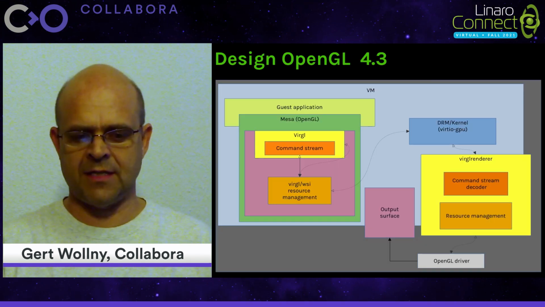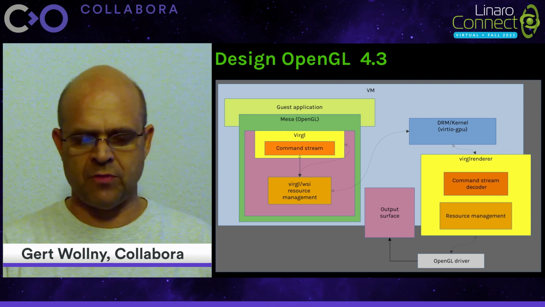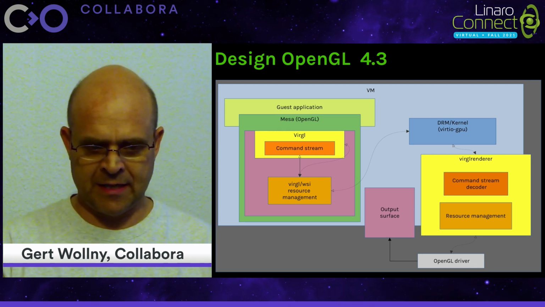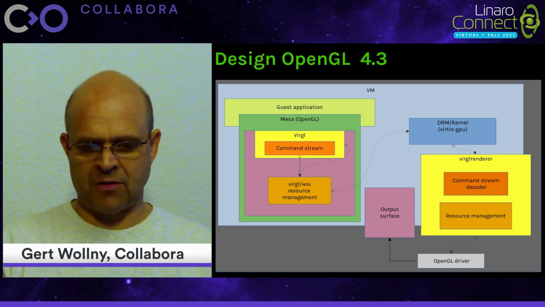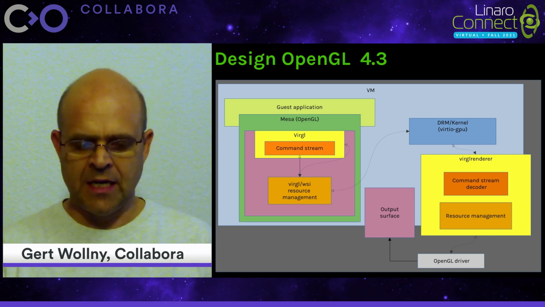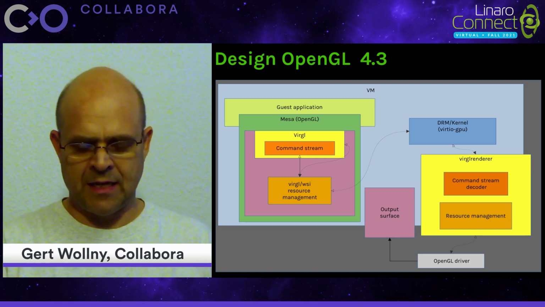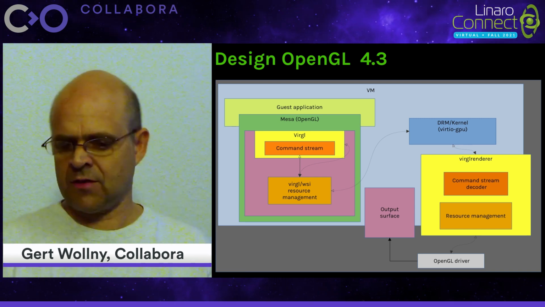Now let's have a look at the design of virglrenderer if we have support for OpenGL up to 4.3 in the guest. Here you can see in this diagram that this virglrenderer is actually composed of two parts. There's on one hand the virgl driver which lives inside Mesa and is run in the guest, and there's virglrenderer, a library that runs on the host.